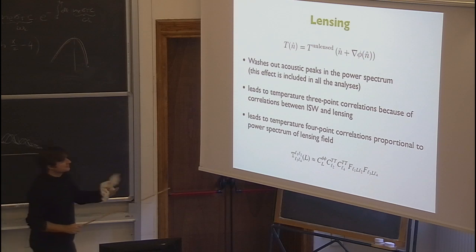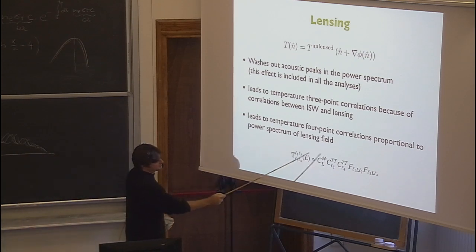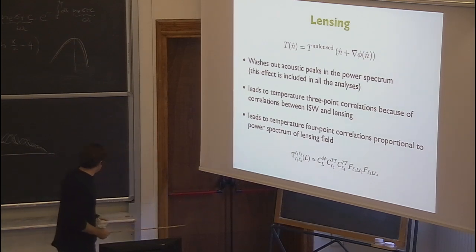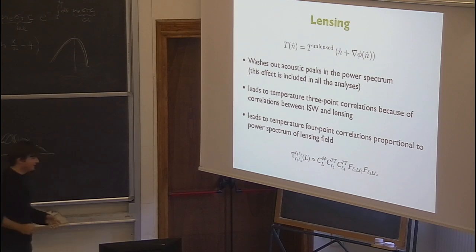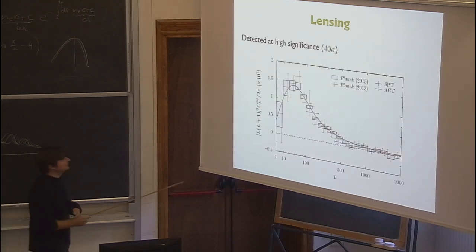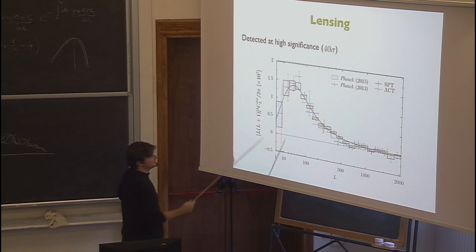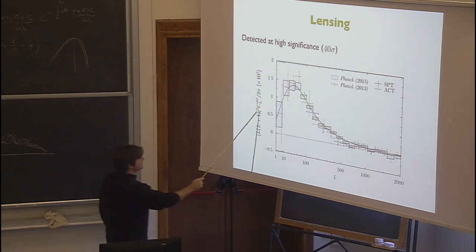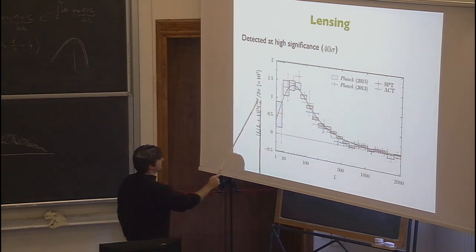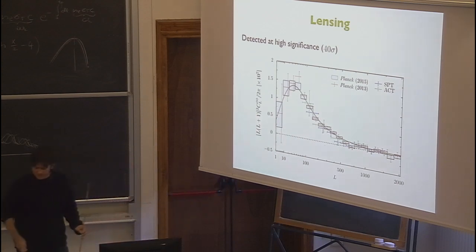And it also leads to a temperature 4-point function that you can measure. So there's a number of effects from lensing, and using the 4-point function, you can make maps of that and compute power spectra, and it's been detected at about 40-50 sigma. So this is the measurement of the lensing power spectrum. So the power spectrum of the lensing field, not the CMB, but the lensing field.